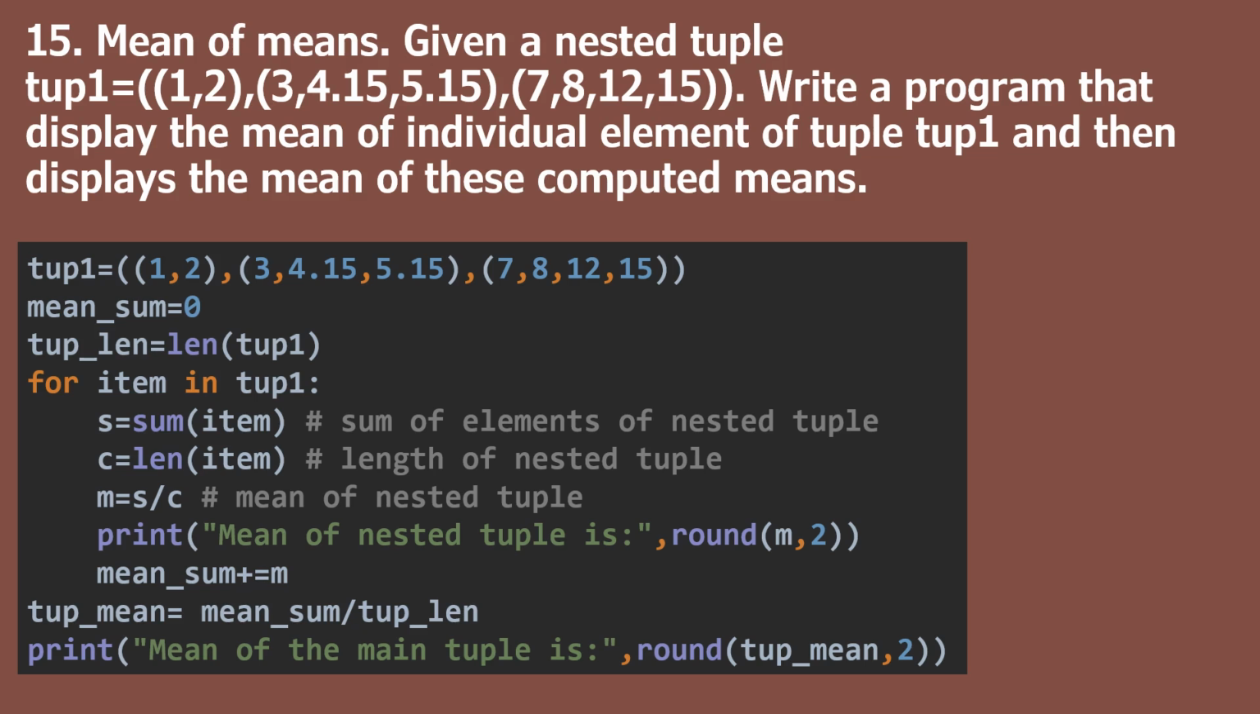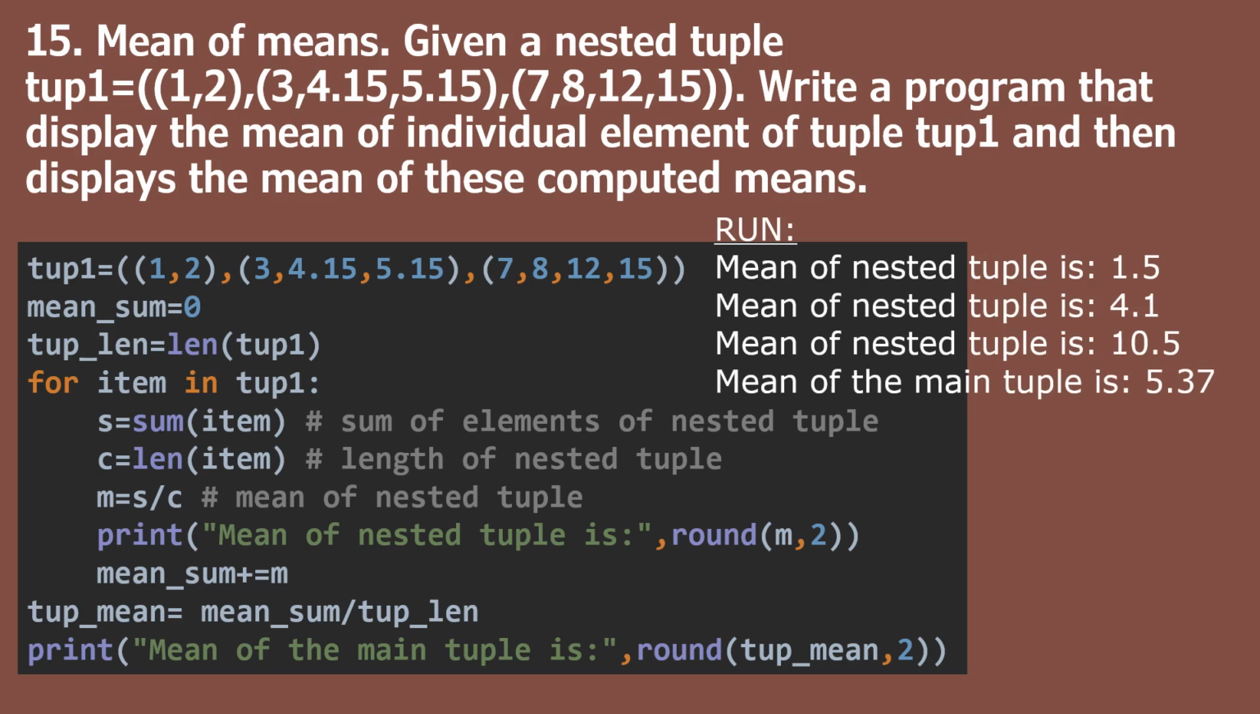Then you can just print it. Mean of the nested tuple is M. You can use a round function also, so that it will be rounded up to a few digits. Here I have given 2 digits. Now that mean value will be added with your mean_sum, which is initialized with 0. So mean_sum plus equal to M. So at the end of this loop, your mean_sum will store the sum of the means. Now that mean_sum will be divided by tuple length to give you the mean of the main tuple. So mean of the main tuple is tup_mean.